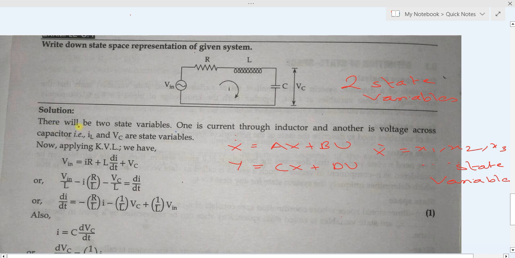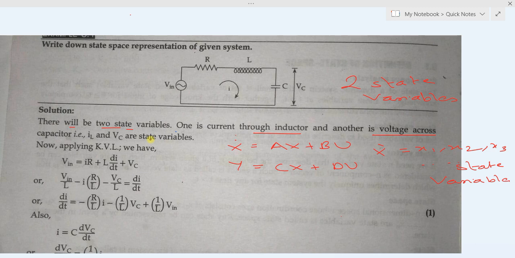This is what is said in the first step. There will be two state variables because the inductor and the capacitor vary. One is the current through the inductor and another is the voltage across the capacitor. That is, the current passing through the inductor and the voltage across the capacitor make them vary.